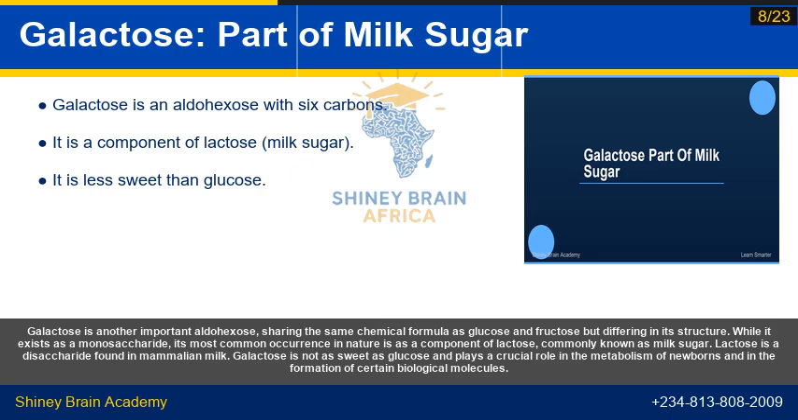Galactose is another important aldohexose, sharing the same chemical formula as glucose and fructose but differing in its structure. While it exists as a monosaccharide, its most common occurrence in nature is as a component of lactose, commonly known as milk sugar. Lactose is a disaccharide found in mammalian milk. Galactose is not as sweet as glucose and plays a crucial role in the metabolism of newborns and in the formation of certain biological molecules.